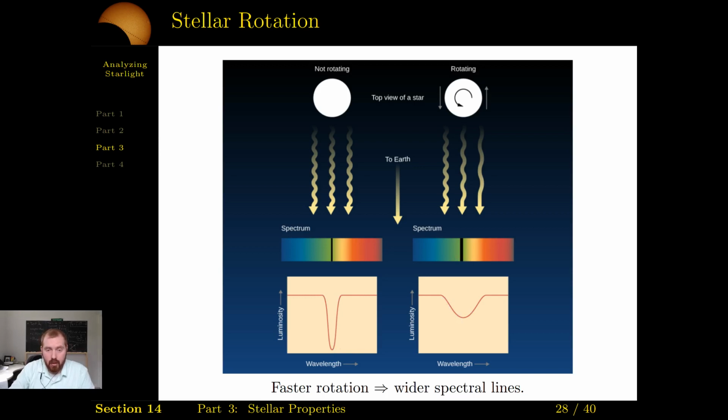And so we can say, well, the widths. Measure the widths of these gaps. These widths give us information on how rapidly that star is rotating.